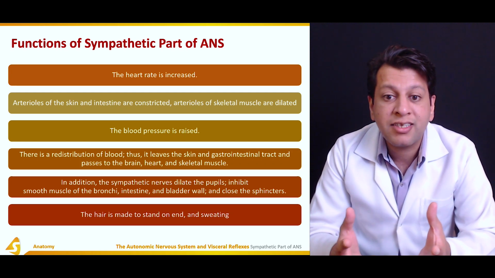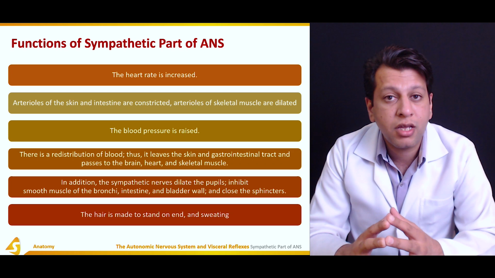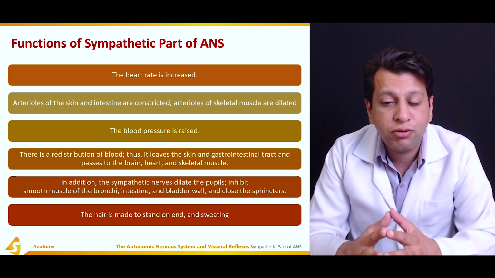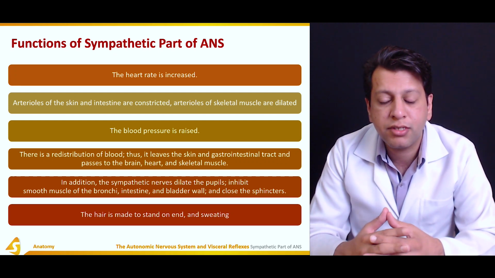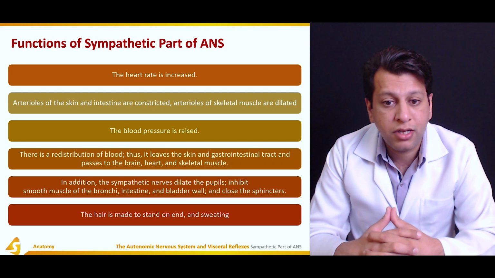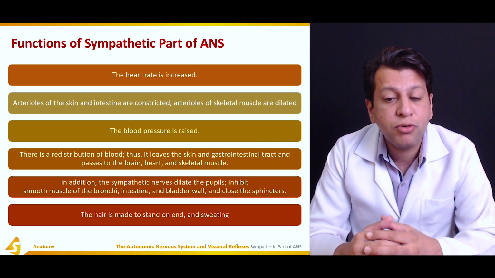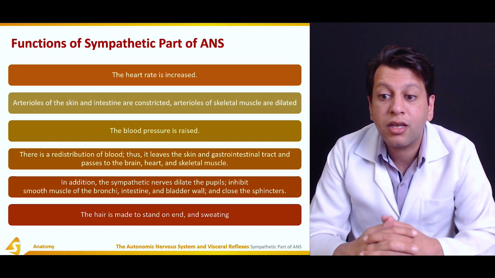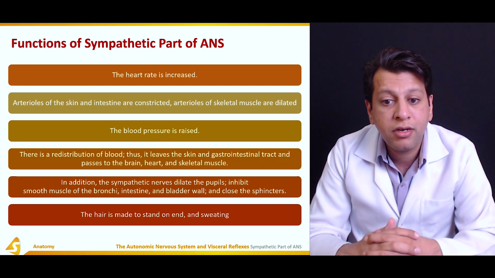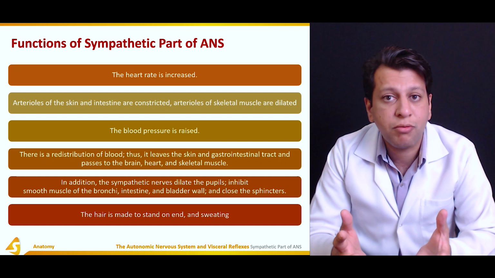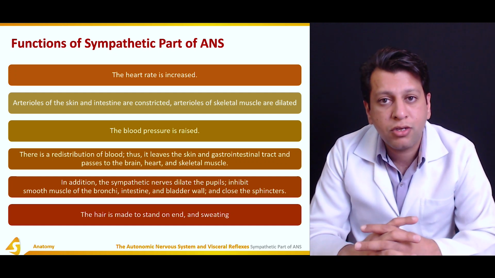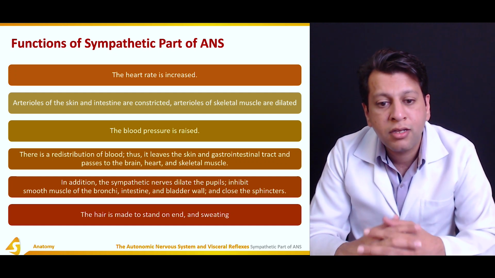Arterioles of the skin and intestine are constricted because at this time you don't need them to work, you need your muscles to work. Arterioles of the skeletal muscles are dilated, so more blood can flow to the skeletal muscles. The blood pressure is raised. There is a redistribution of blood, thus it leaves the skin and gastrointestinal tract and passes to the brain, heart, and the skeletal muscle, because you need all these three components at this time more than your skin and intestine.